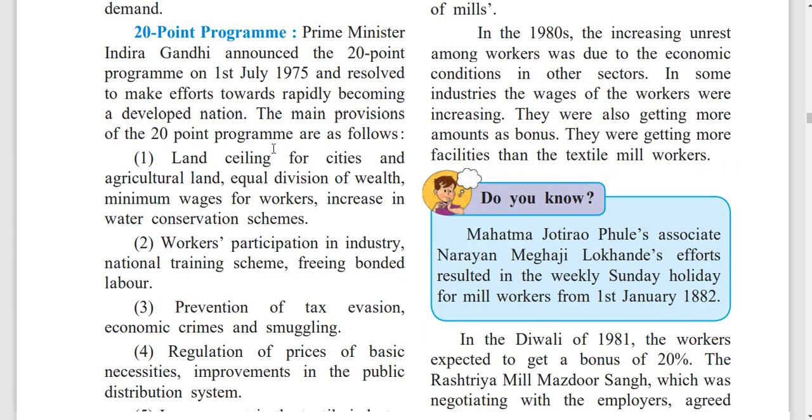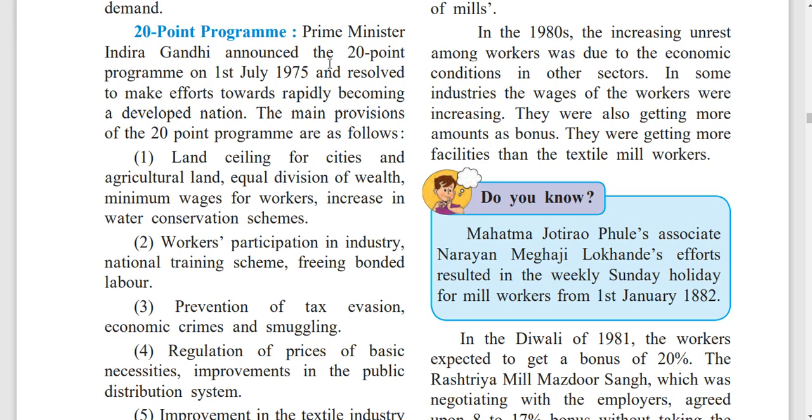20-point program. Prime Minister Indira Gandhi announced the 20-point program on 1st July 1975 and resolved to make efforts towards rapidly becoming a developed nation. The main provisions of the 20-point program are as follows. First, land ceiling for cities and agricultural land, equal division of wealth, minimum wages for workers, increase in water conservation schemes. Second, workers' participation in industry, national training schemes, freeing bonded labor.